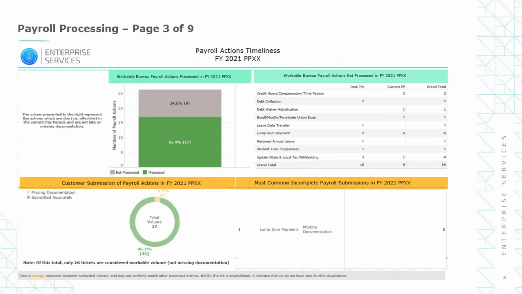This is an example of what you will see for payroll. Similar to the pages for PAR, customers can use this slide to track how many payroll actions are being submitted by their bureau, how efficiently the service center is processing those actions, and what payroll actions are being submitted late or incomplete most frequently by their bureau colleagues.